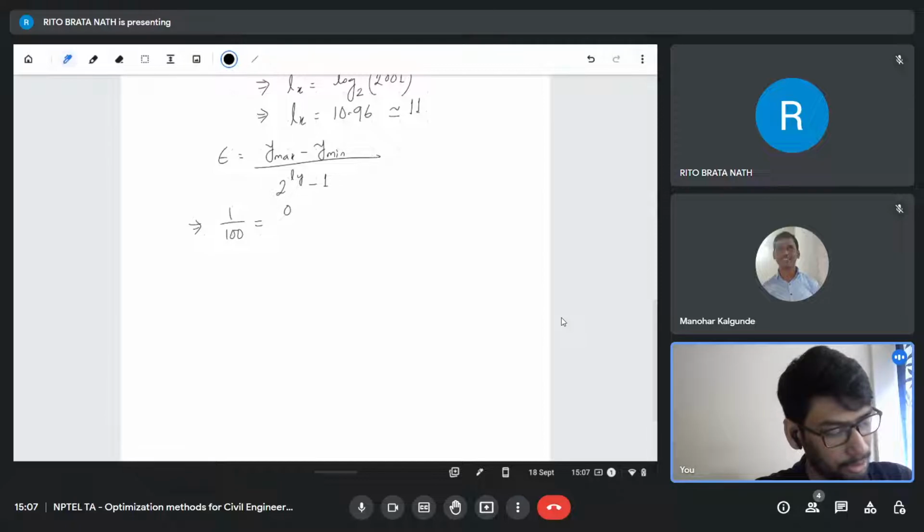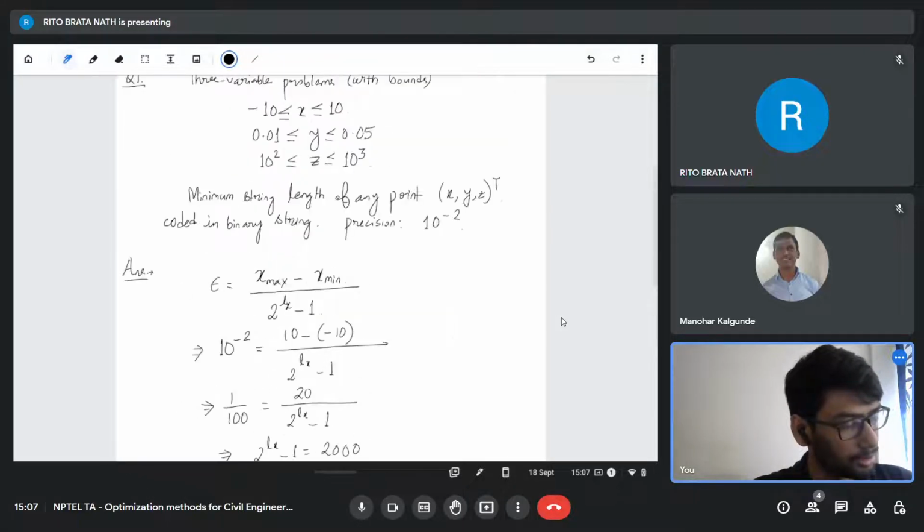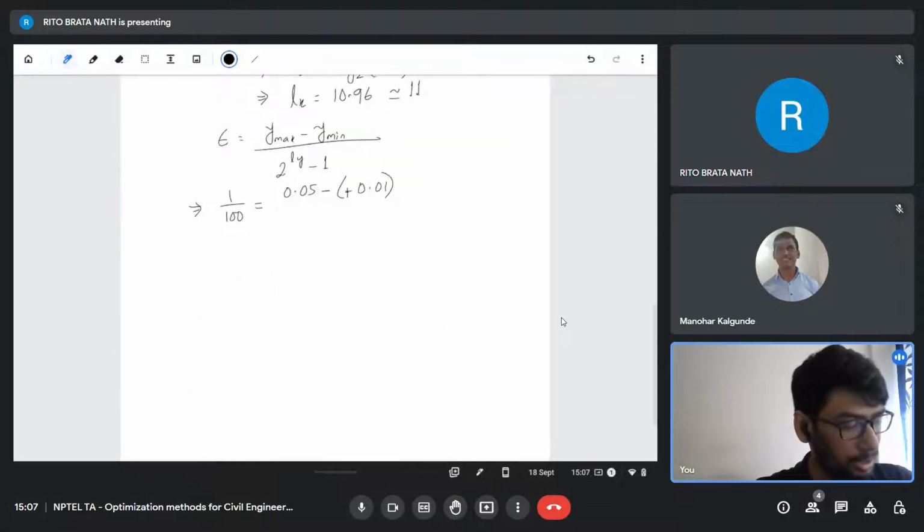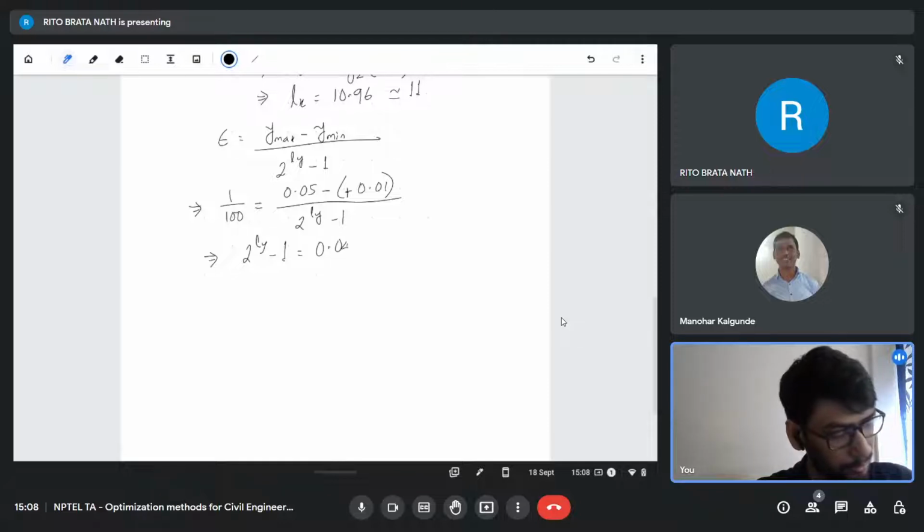I think this is 0.05 minus, this is plus right now, so this is 0.01. And again, similarly, you have to write this. So if you calculate this, it is again a similar kind of expression. So this is 0.04 times 100. That means this is 4, if I'm not wrong.